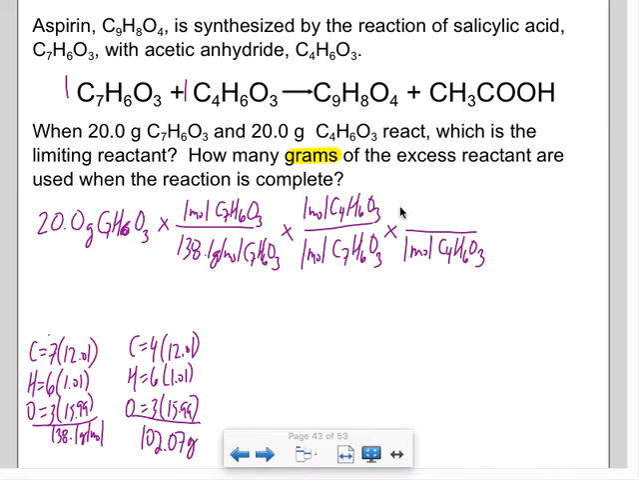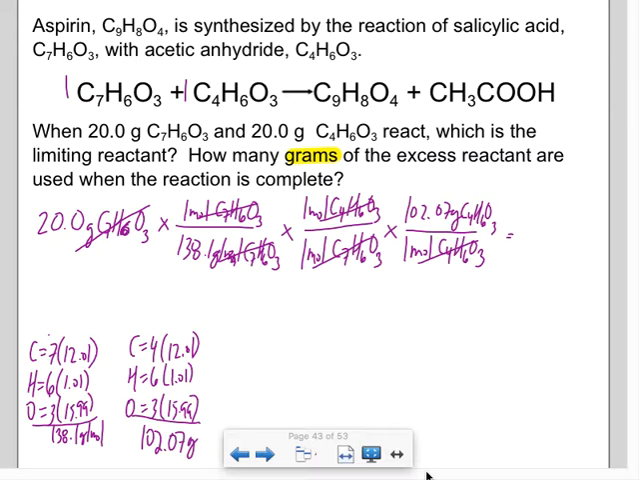Don't worry about sig figs. So I put 102.07 grams on top of the C4H6O3, and now my units are going to cancel out. Grams C4H6O3 to grams C4H6O3. I should not have put moles there. Moles of C4H6O3 to moles of C4H6O3, and I should be left with grams of C4H6O3.